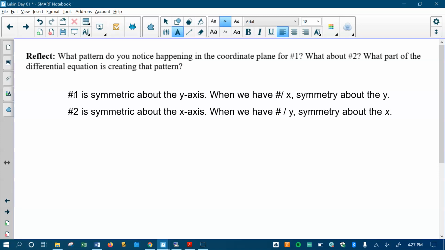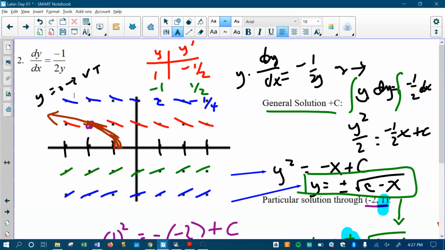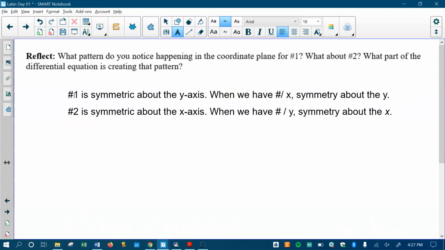And that's the part of the differential equation. We have that one x value that allows us to, and actually I don't think this is divided by x, but it's the same idea. We just have a number with an x. When we just have one x and when we just have one y in the differential equation, then they'll be symmetric about those different axes.